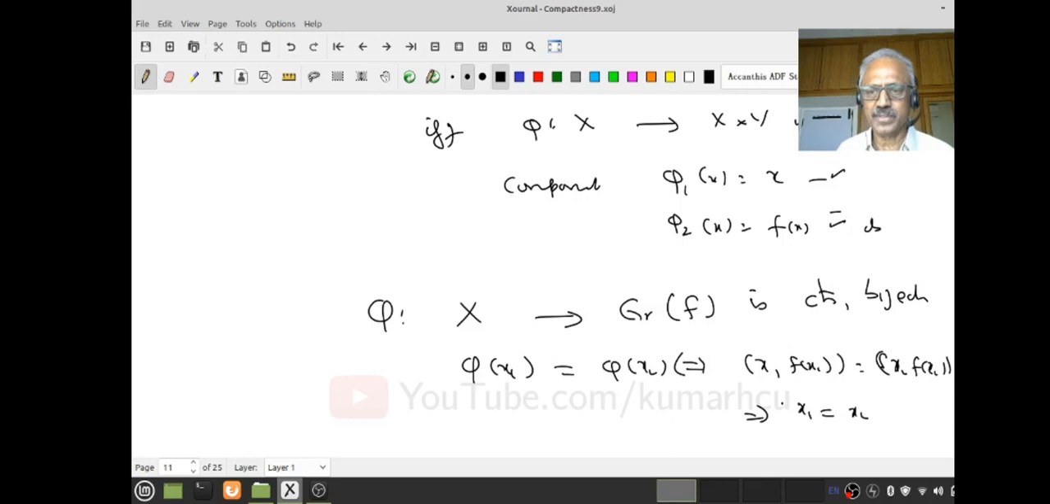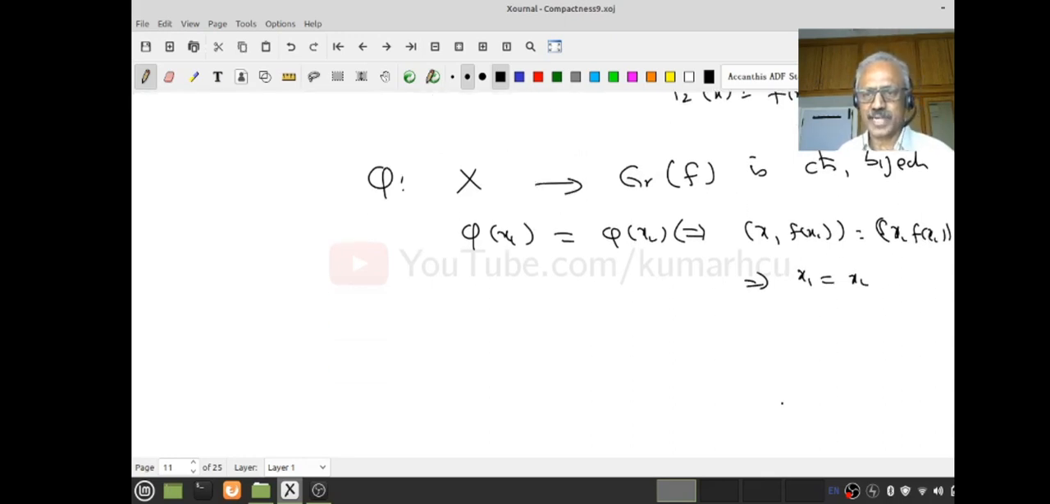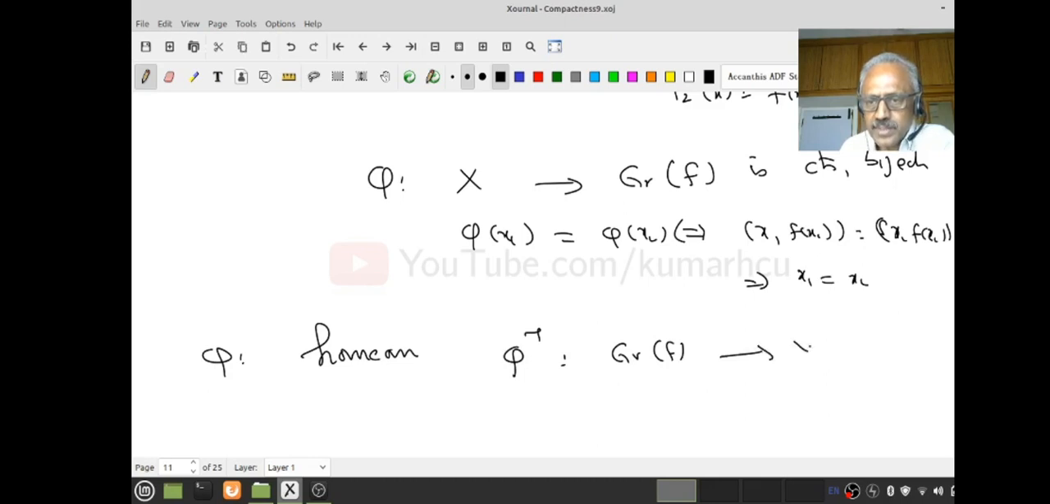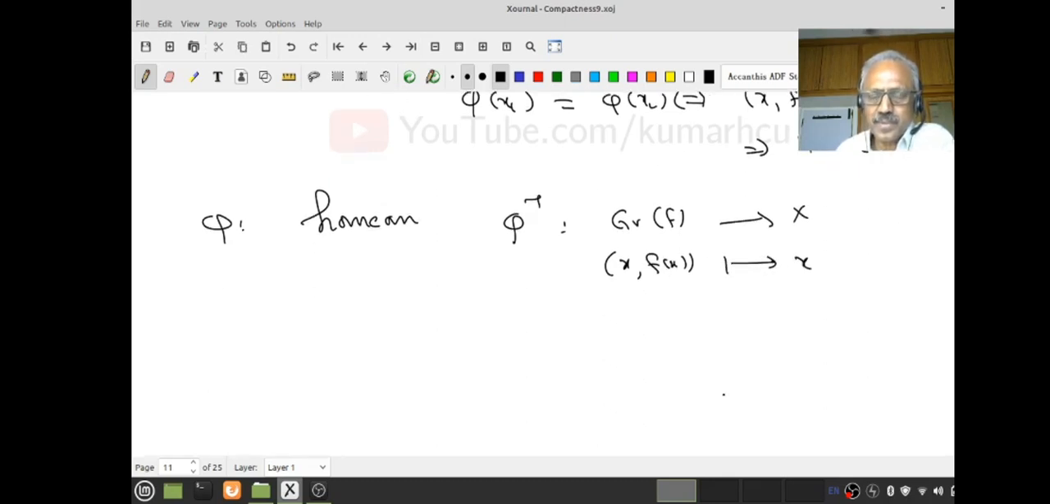You follow? Therefore, this is a one-to-one map. It's of course a bijection because any element in the graph is of the form (x, f(x)). Yeah? I claim this is a homeomorphism. Why is it a homeomorphism? So what is phi inverse from the graph of f to X? Any element here is of the form f(x), and this f(x) is in Y, therefore what is the obvious thing? This is the map. Okay, now is phi inverse continuous?